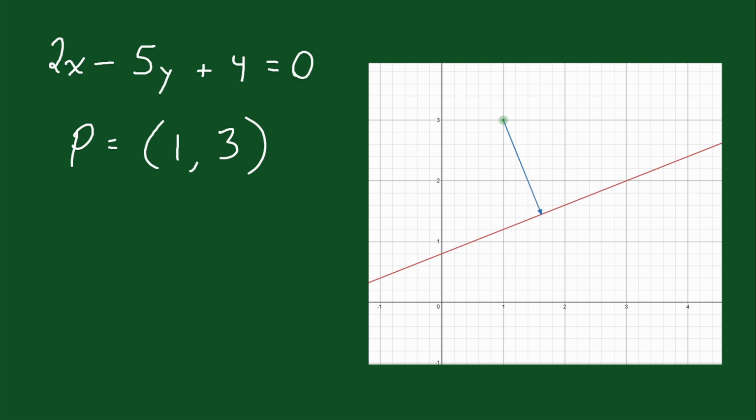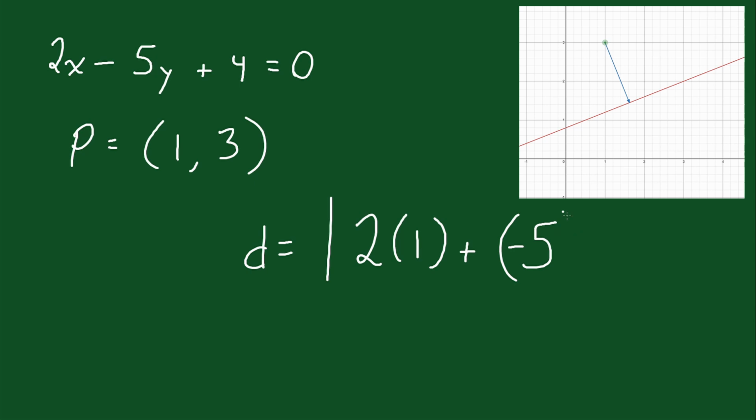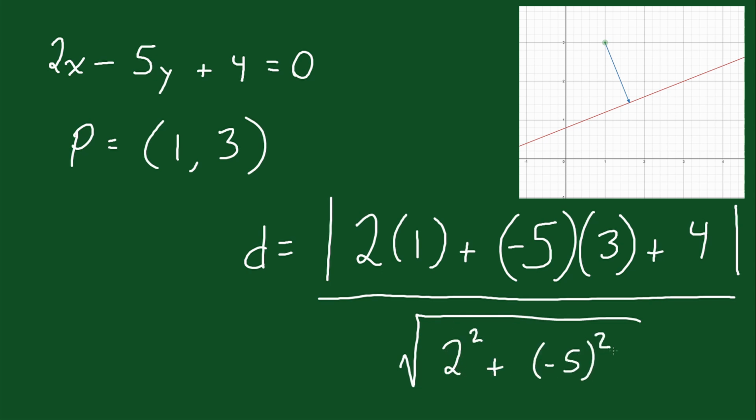So let's go ahead and use our formula. The distance is equal to absolute value of a, so a in this case is 2, multiplied by 1, right? A times x, plus b in this case is negative 5. So you can say negative 5 multiplied by y, which is 3, plus c, which in this case is 4. Divide all of that by the square root of a squared plus b squared. So 2 squared plus negative 5 squared, just like that.